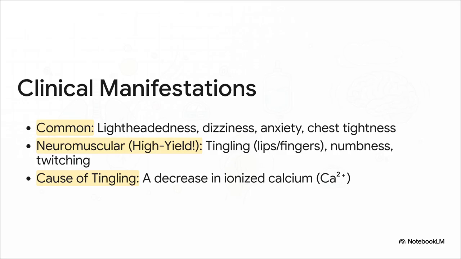And here's the cool science behind it. The high pH in the blood makes more calcium bind to proteins. This leaves less free or ionized calcium floating around for your nerves and muscles to use, which makes them super irritable and easy to excite. That's what causes the tingling.